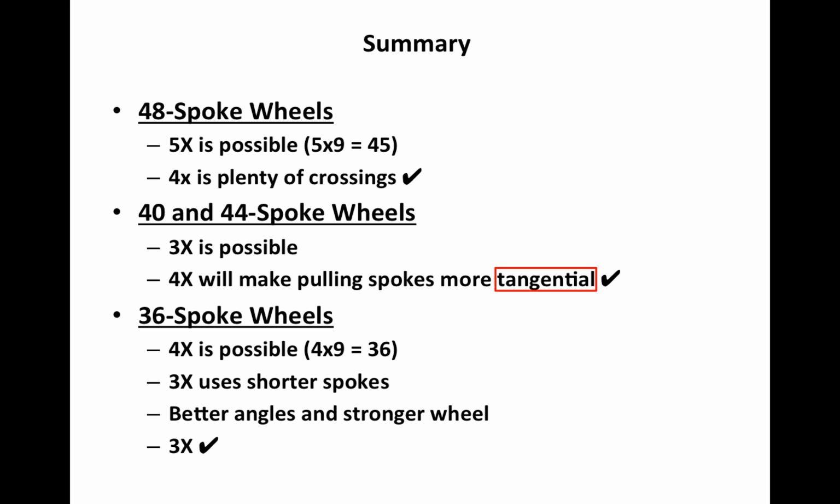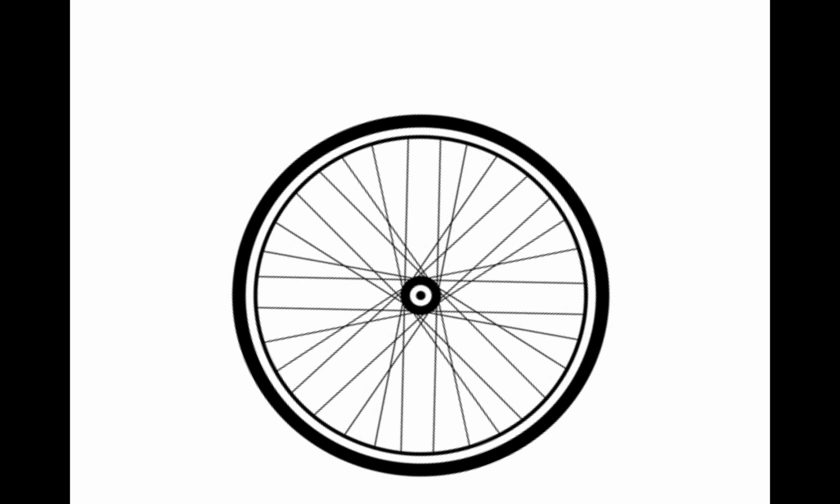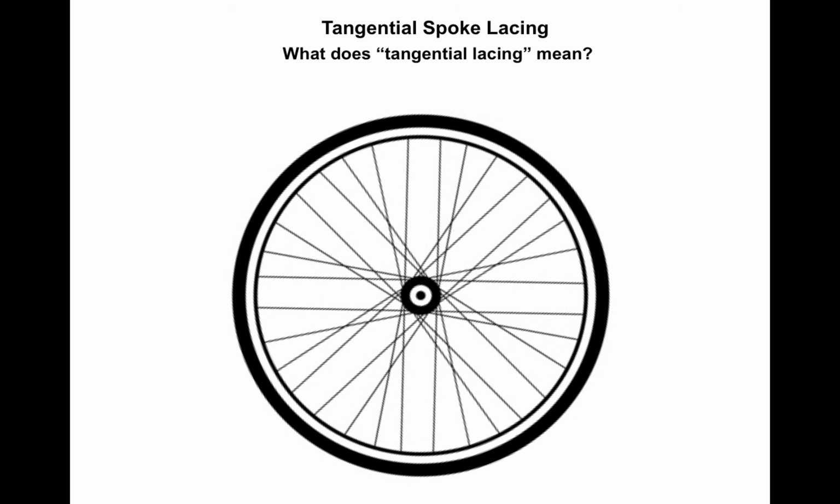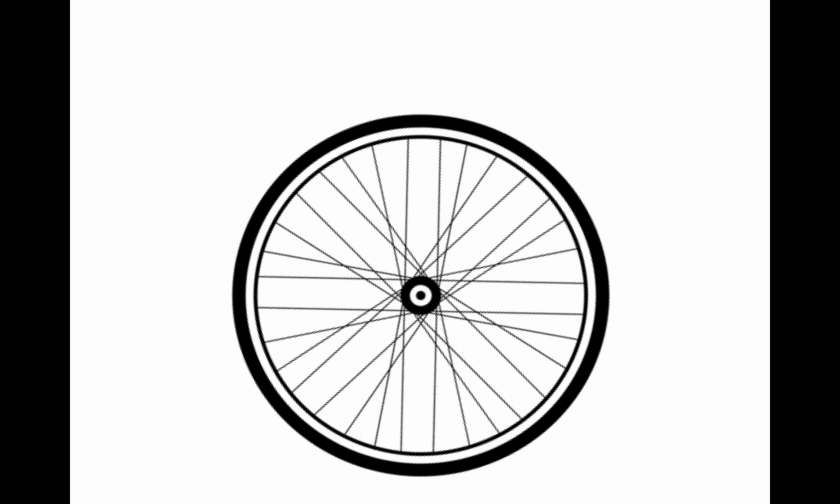Well, I just referred to a spoke being more tangential. What does that mean? Now, using this wheel here as an example, let's define what we mean by tangential spoke lacing, what it actually means, and why it is important. If we're looking at the drive side of this wheel and we turn the hub clockwise, then a spoke like this pulls the rim clockwise also and makes the wheel turn, and you can see that that spoke there is tangent to the flange of the hub.